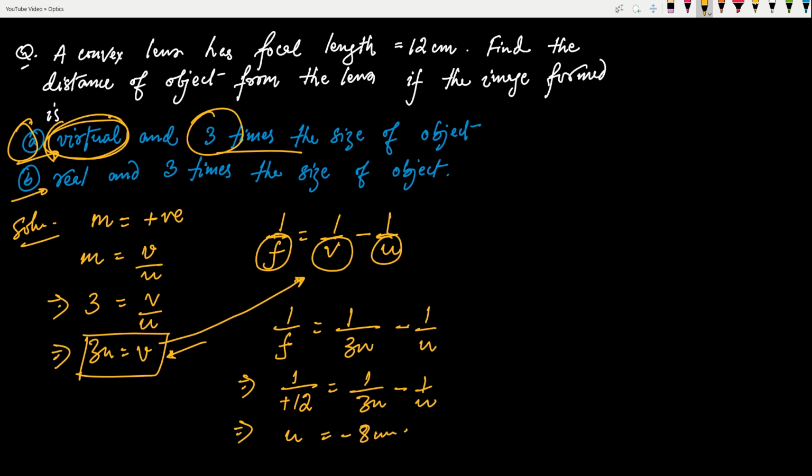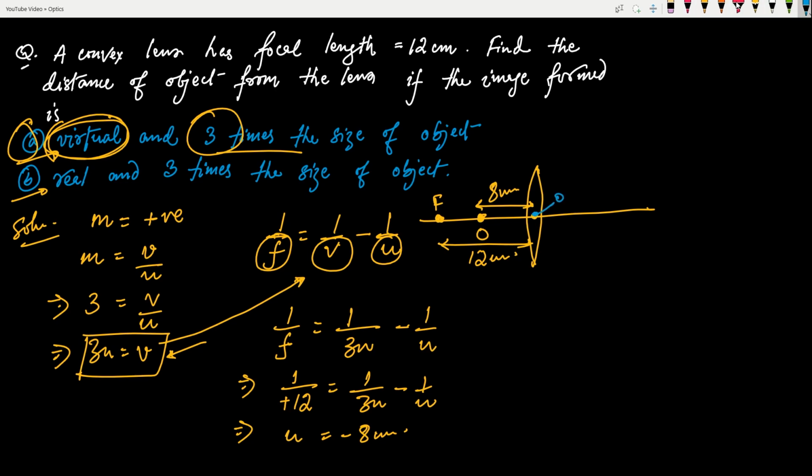Now if I draw this roughly, then the object is kept somewhere here. If this is the object, then the distance is 8 centimeter in front of the lens, and this will be the focus, that is 12 centimeter from the lens. Okay, I hope this is clear, and this is the optical center.